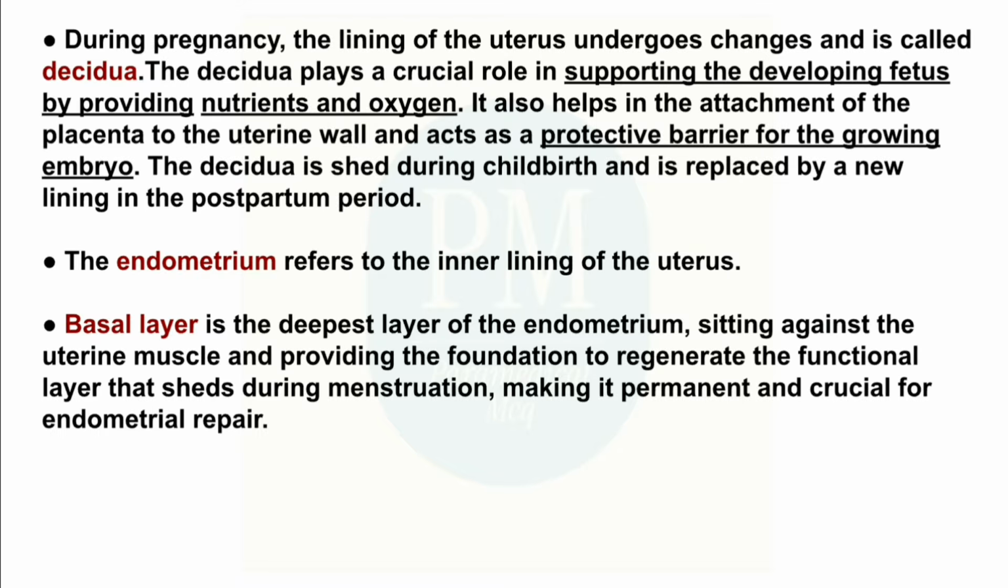During pregnancy, the lining of the uterus undergoes changes and it's called decidua. The decidua plays a crucial role in supporting the developing fetus by providing nutrition and oxygen. It also helps in the attachment of the placenta to the uterine wall and acts as a protective barrier for the growing embryo. The decidua is shed during childbirth and is replaced by a new lining in the postpartum period.